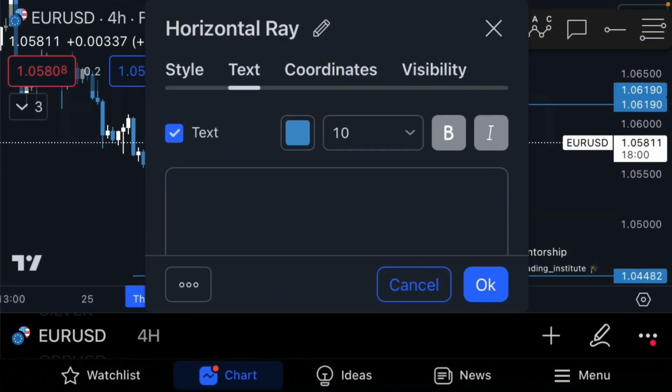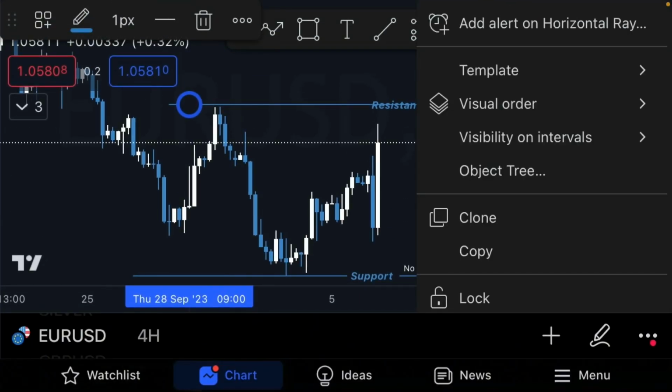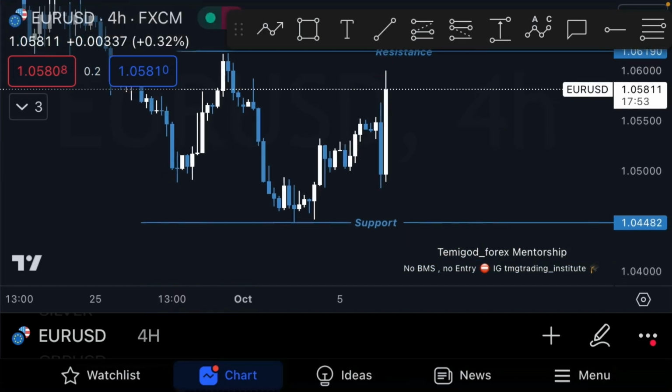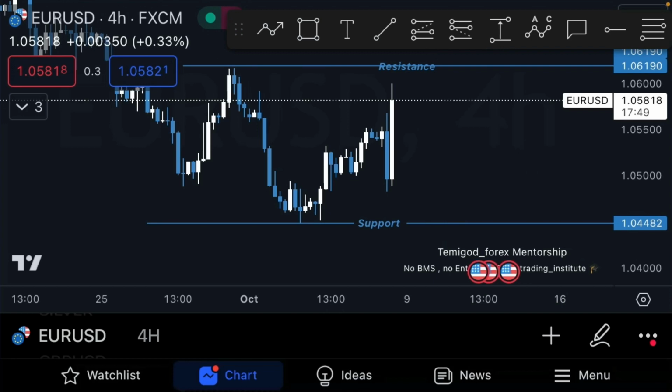Now it's back up, so we have the resistance at this area, of course. Since we have the support at the down area and we have the resistance here, this is what the 4 hour support and resistance actually looks like.